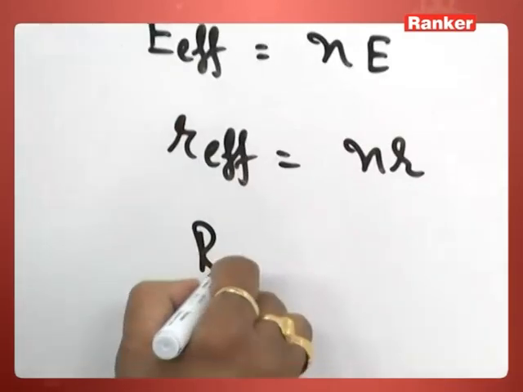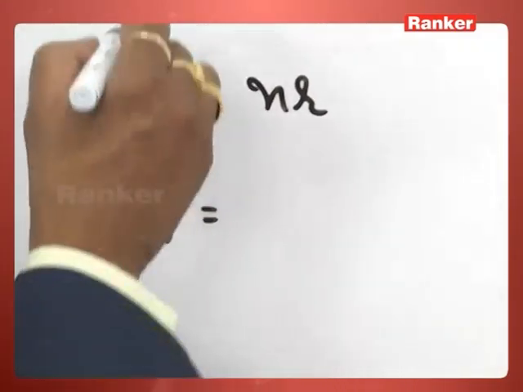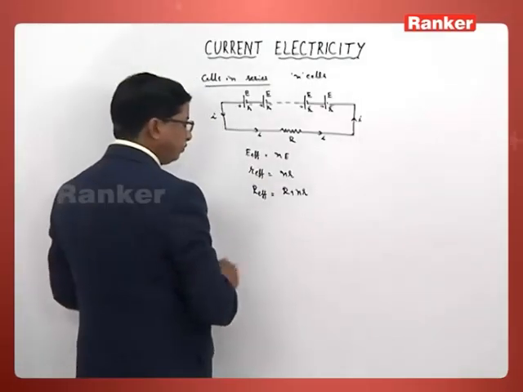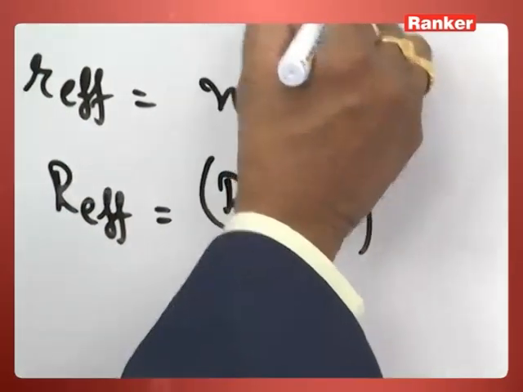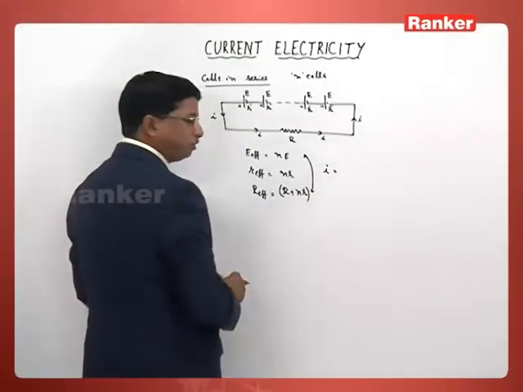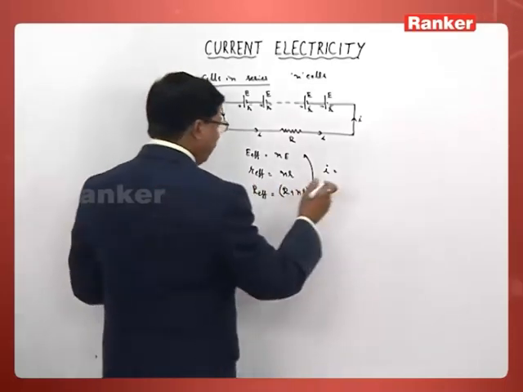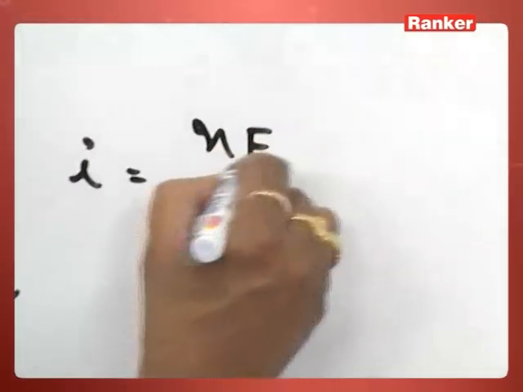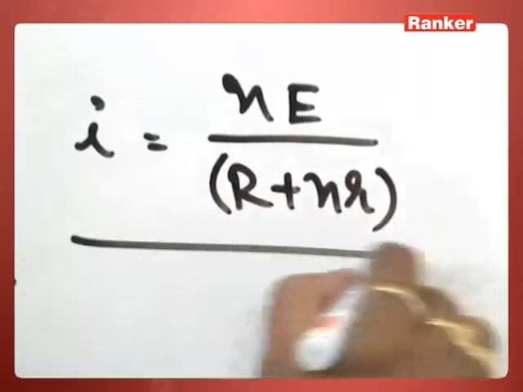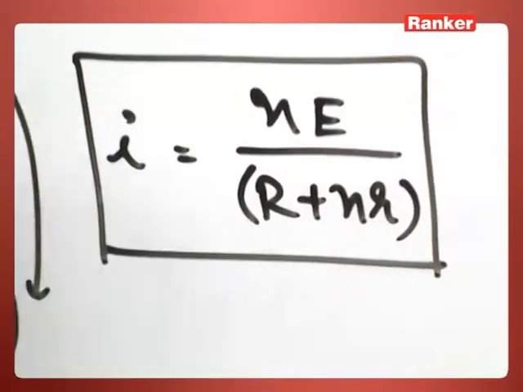What would be the effective total resistance of the circuit? R plus nr. Now from these two, what is the current passing through the circuit? You can directly understand nE by R plus nr. That is the formula one should remember.